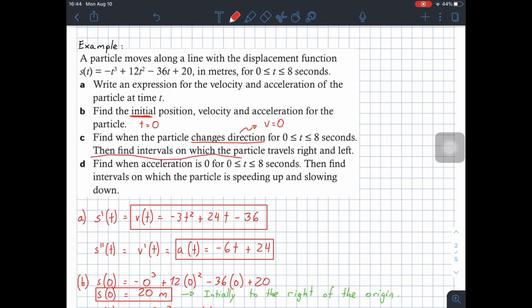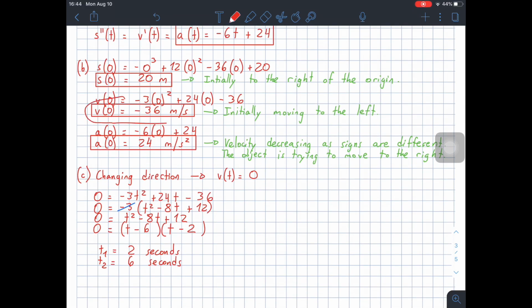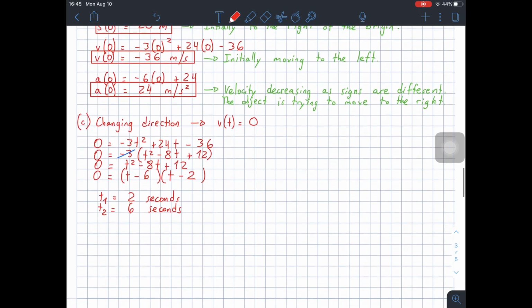Okay, so the second part is the interesting part. It says, then find intervals on which the particle travels right and left. If you realize from the problem, we have found already the initial velocity, which is a negative value. That means that the object is initially moving to the left, right? And that means that it is moving to the left until 2 seconds. At 2 seconds, the velocity is 0. So between 2 seconds and 6 seconds, the object changes direction and is moving right. And then after 6 seconds, again, the object will be moving to the left. Okay?